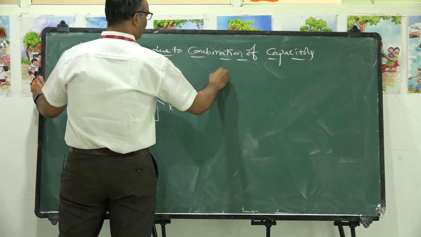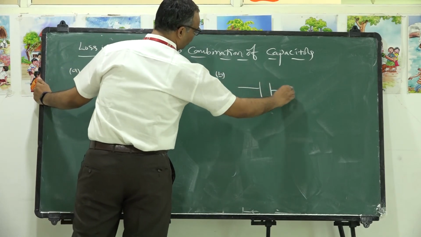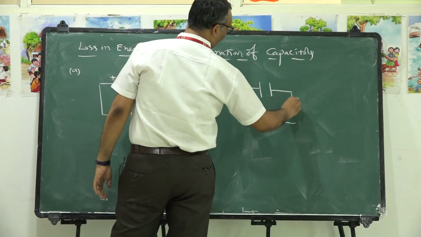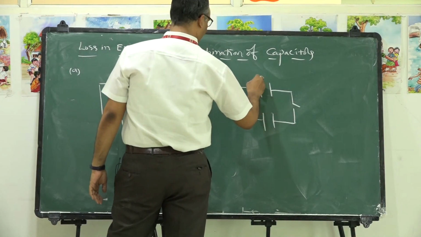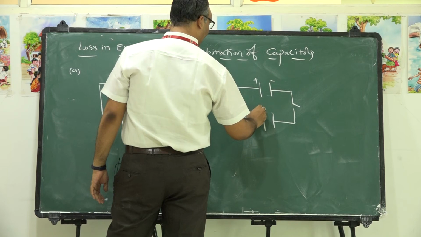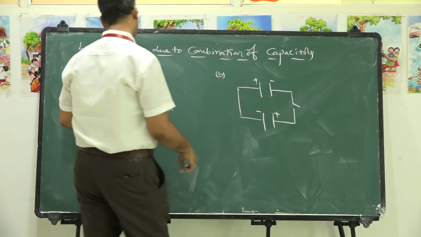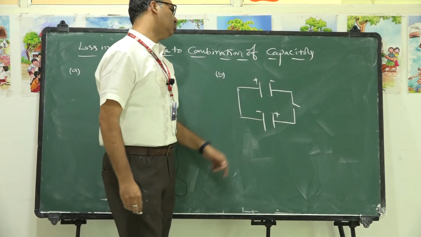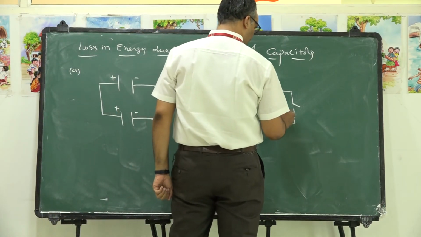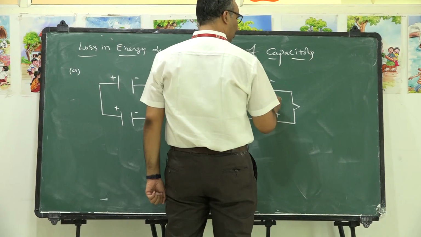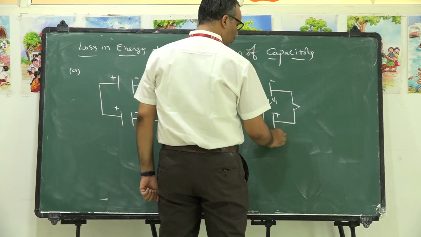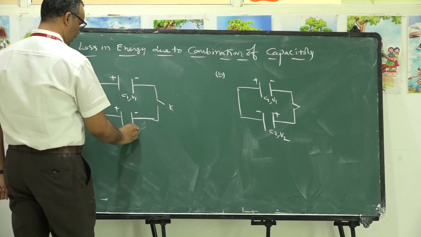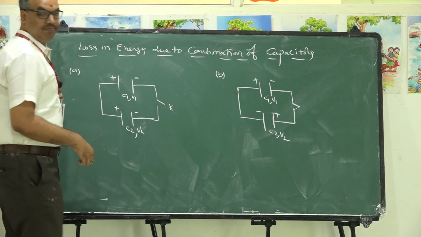Another kind of combination is the same set of two capacitors. Again, a key is there. Here positive negative is there. Here negative positive is there. So the negative terminal of the first capacitor is joined with the positive terminal of the second capacitor. Individually the capacitance is C1, potential is V1, C2, V2, the same. C1, V1 is here, C2, V2 is here.